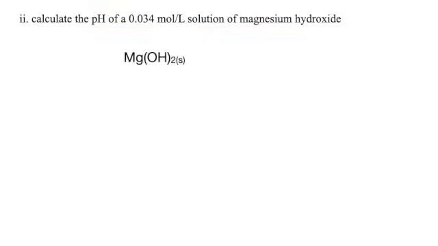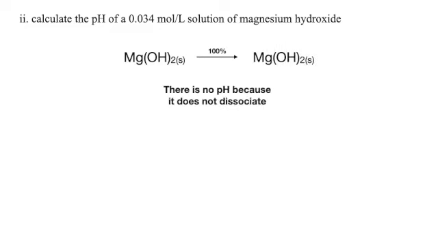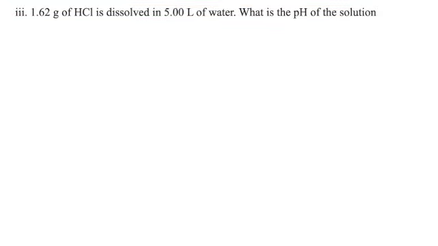Okay, same thing here. I got magnesium hydroxide. Oh, trick, this does not dissociate, so I don't have to do any work. And hydrochloric acid. So I could take HCl, dissociate it into its ions.